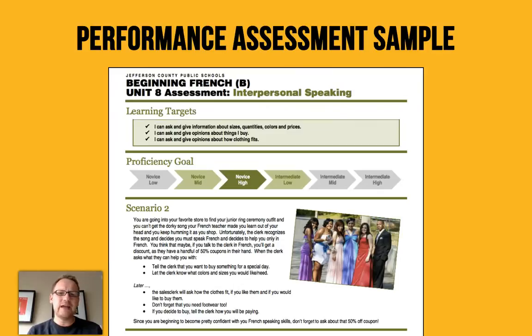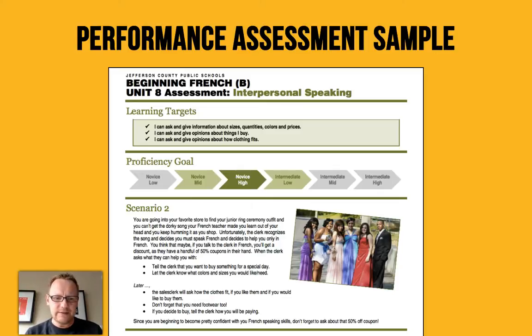Here's a first example of a performance assessment. It seems to be a beginning French class, so I believe this is a level 1, a first year course. It says right there, Unit 8, Assessment Interpersonal Speaking. Seems they have a couple of learning targets up on top. I can ask and give information about sizes, quantities, colors, prices, opinions. Okay, there's a proficiency goal. If I interpret this graph or this arrow correctly, I would think that novice high is the proficiency goal.